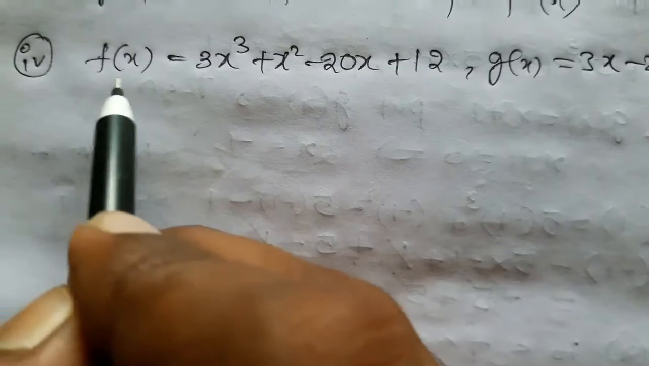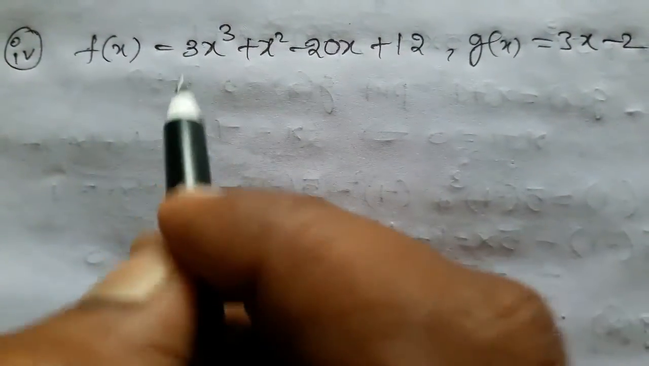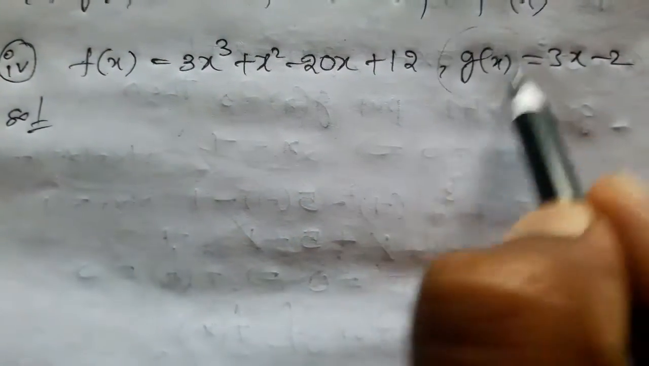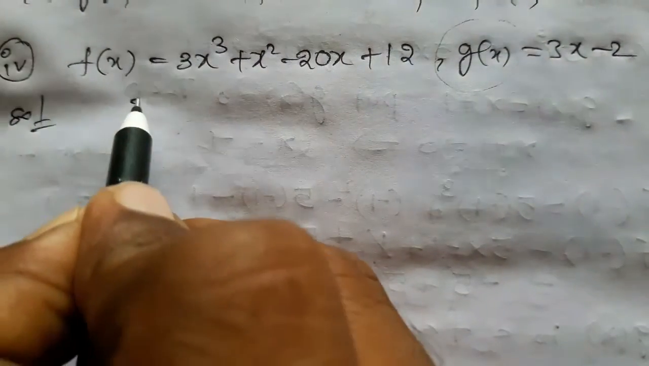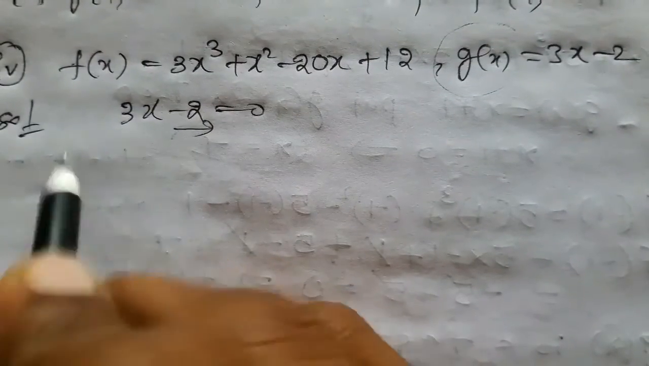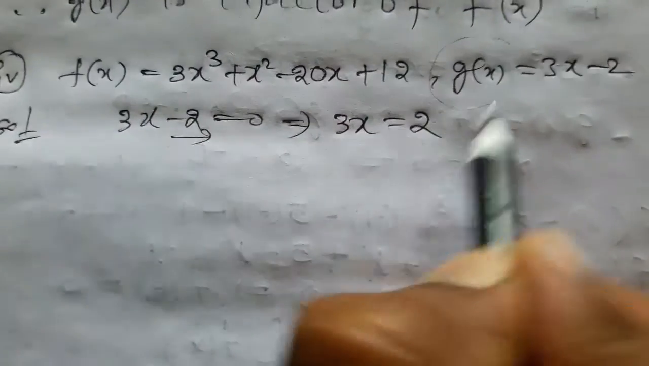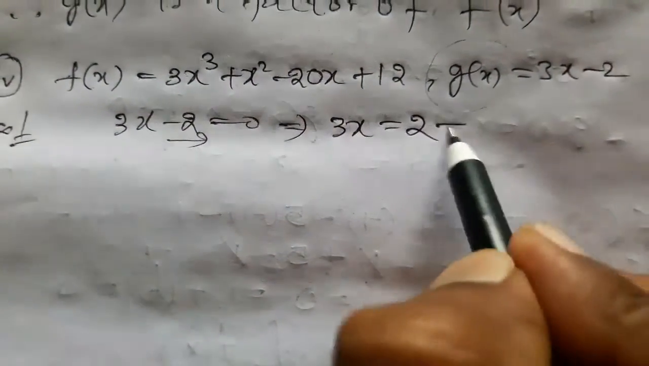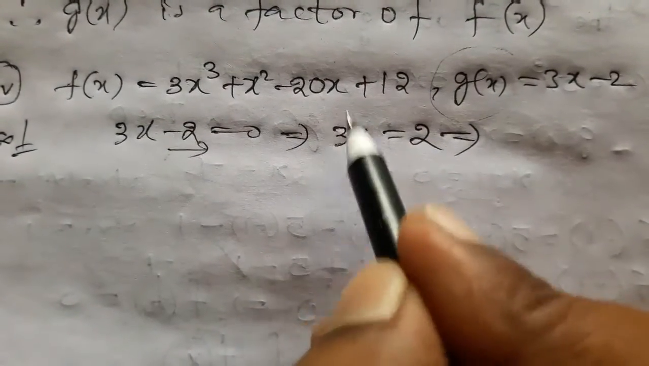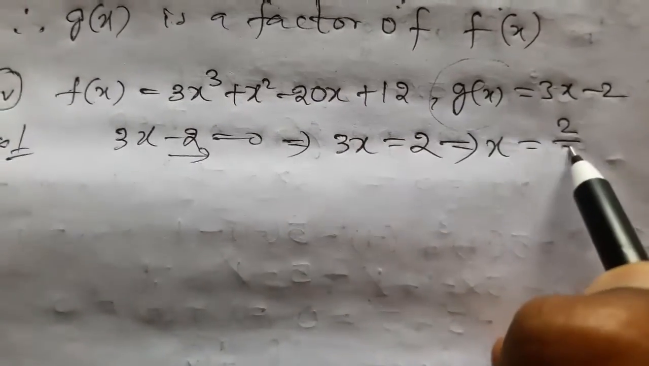See, f of x and g of x is given. By using the factor theorem, solution, what is the g of x? In the place of g of x, put 0. That means 3x minus 2 is equal to 0. Send this 2 from left side to right side. On left side it has a negative sign, it goes to right side it becomes positive. That means 3x is equal to 2. Now send this 3 from left to right. On left side it is a multiplication, it goes to right side it becomes a division. That means x is equal to 2 by 3.